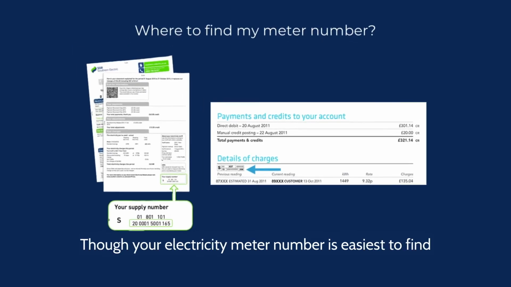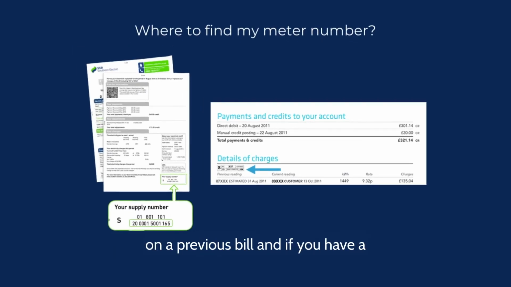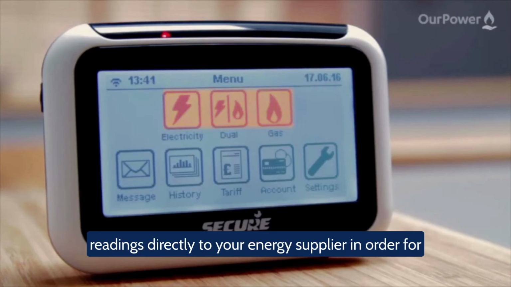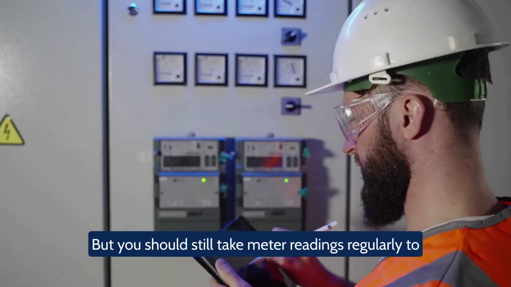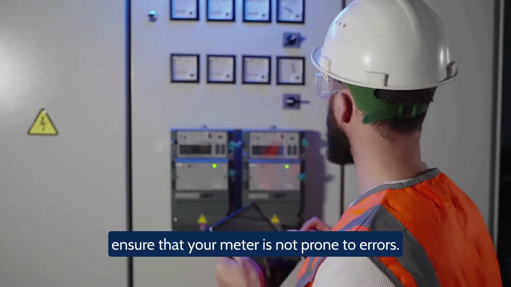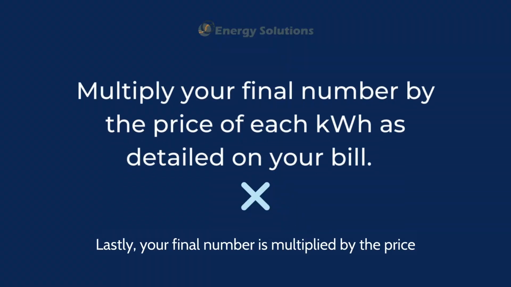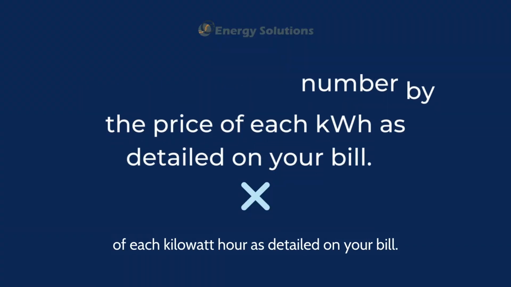Your electricity meter number is easiest to find on a previous bill. And if you have a smart meter, your meter should send your usage and readings directly to your energy supplier in order for them to calculate your bill. But you should still take meter readings regularly to ensure that your meter is not prone to errors. Lastly, your final number is multiplied by the price of each kilowatt hour as detailed on your bill.